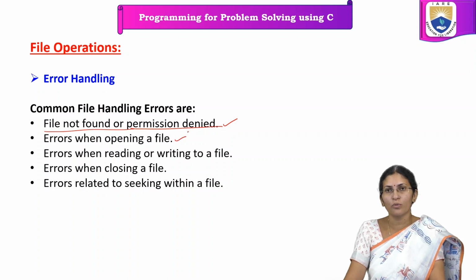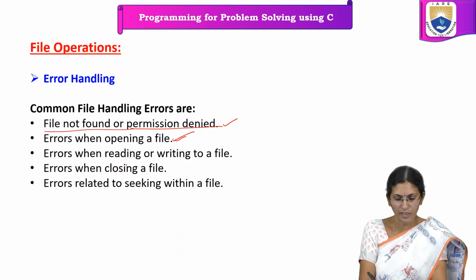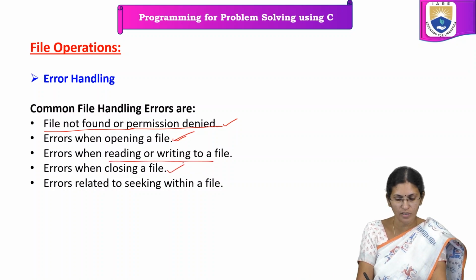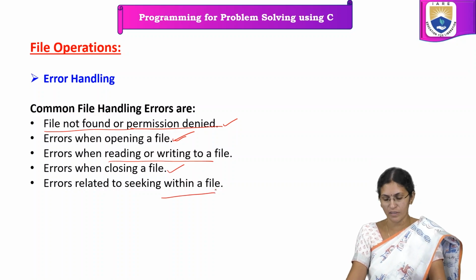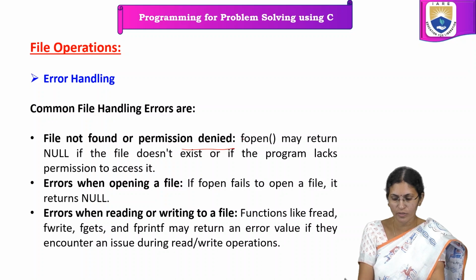If you are opening a file in read mode and you try to perform a write operation, then you will get errors. So, errors when opening the file, then errors when reading or writing to a file, errors when closing a file, and errors related to seeking within a file. So, file not found or permission denied.